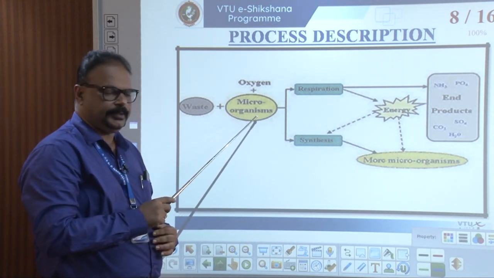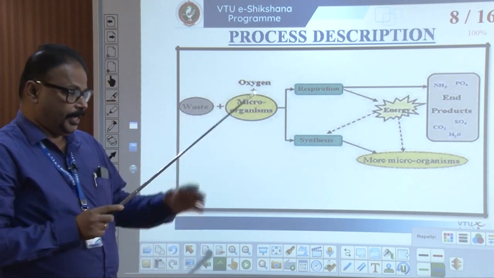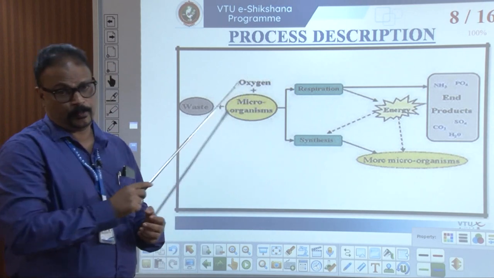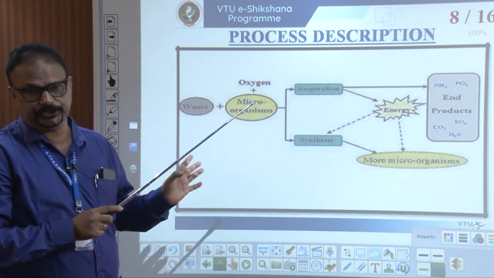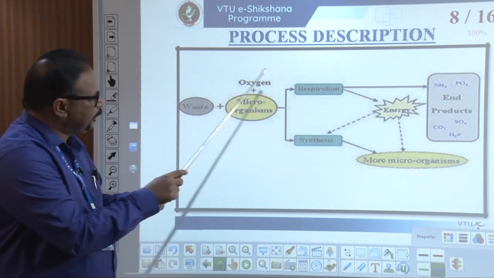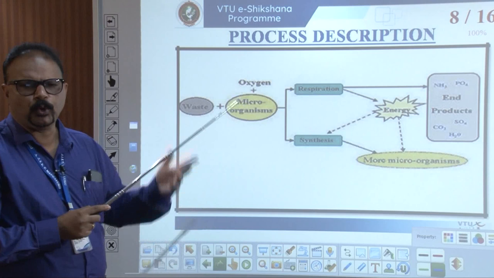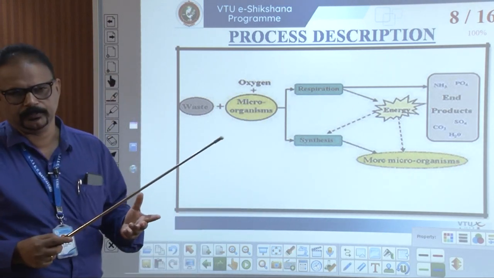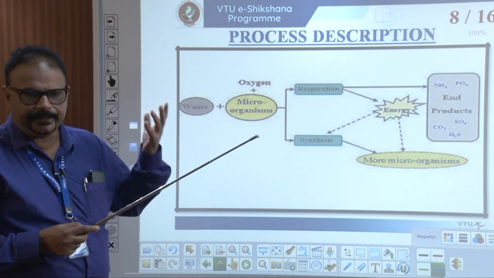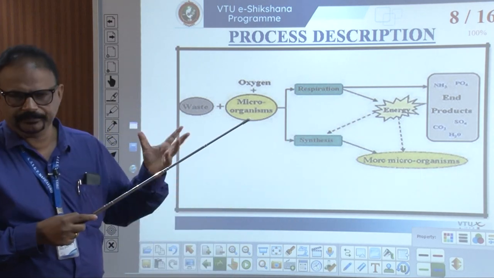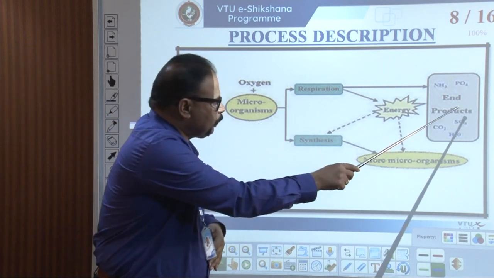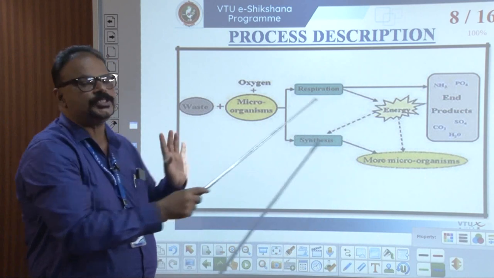Then we add microorganisms, and they need oxygen, air is needed, so it is called aerobic composting. They need oxygen for growth, for respiration and synthesis, and more and more microorganisms are produced. The population will increase day by day. They get energy and eat the waste. Their end products, their excreta, are SO4, CO2, H2O and NH3. The end product is the manure.